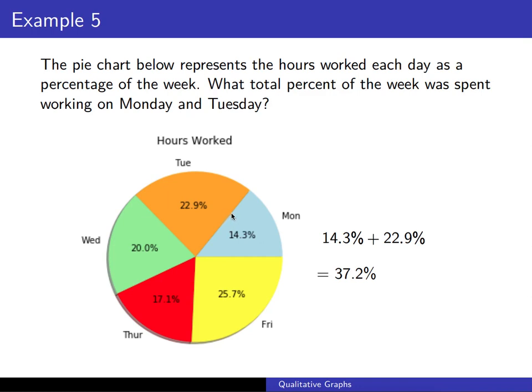Which is also about as much as was worked on Wednesday and Thursday. So Wednesday and Thursday is slightly less than 37.2%, but for all intents and purposes, roughly the same amount of time was worked those 2 days as Monday and Tuesday.